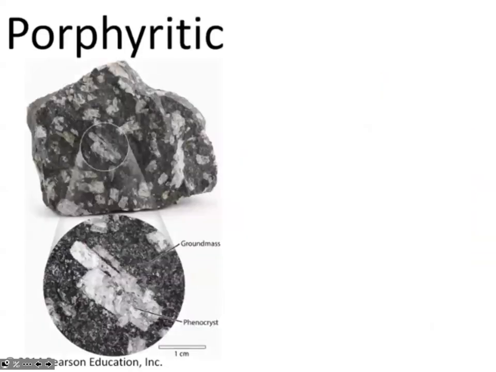There are also textures that are indicative of intrusive conditions. So a porphyritic texture is characterized by two distinct crystal size classes, very big phenocrysts, which are set in a very fine-grained groundmass. And that's what happens when you have two stages of cooling. One slow underground, and then that's followed by a more rapid phase of cooling.